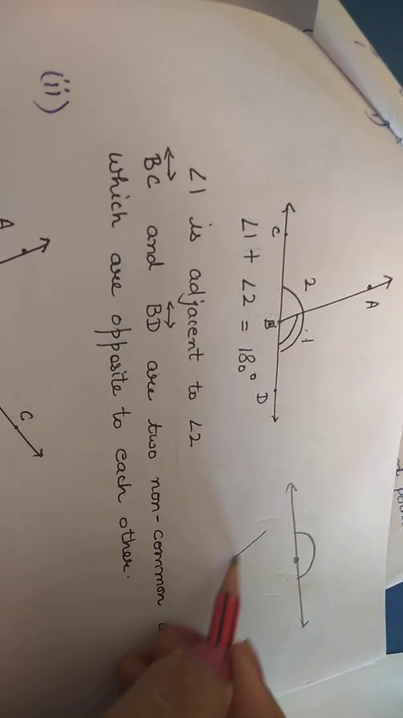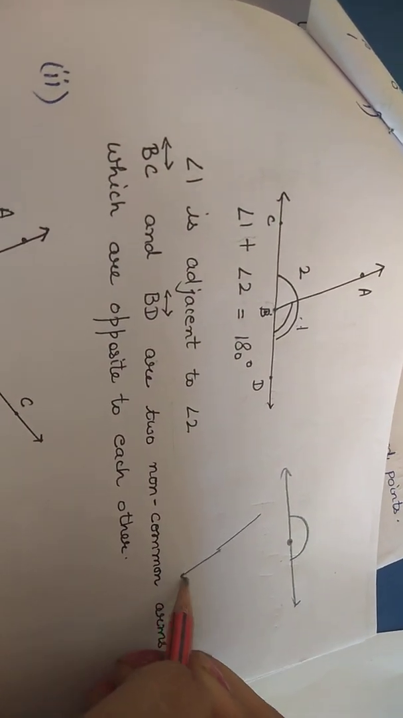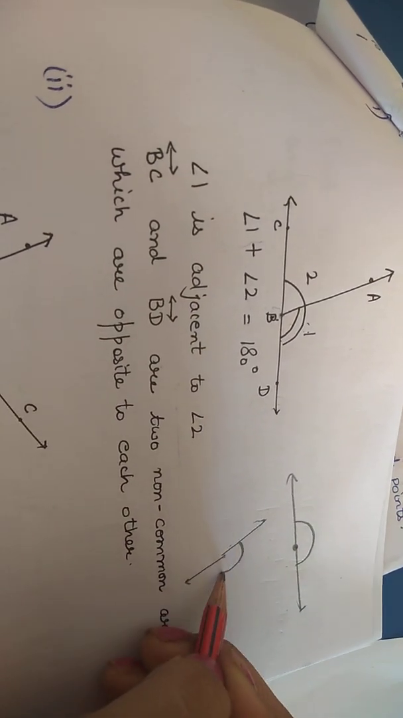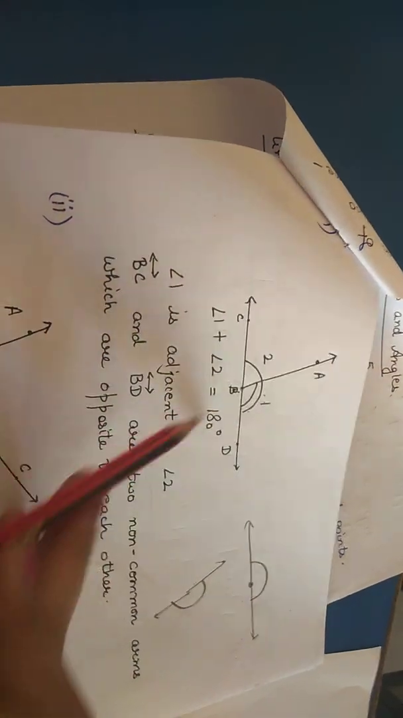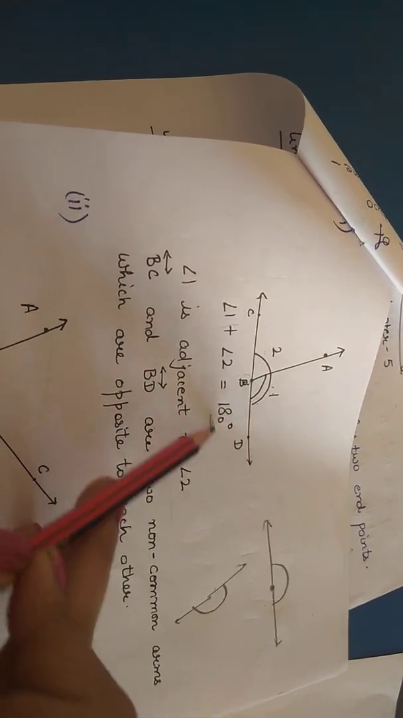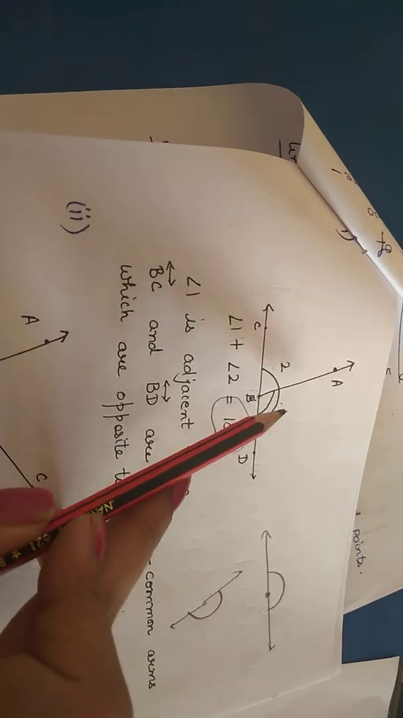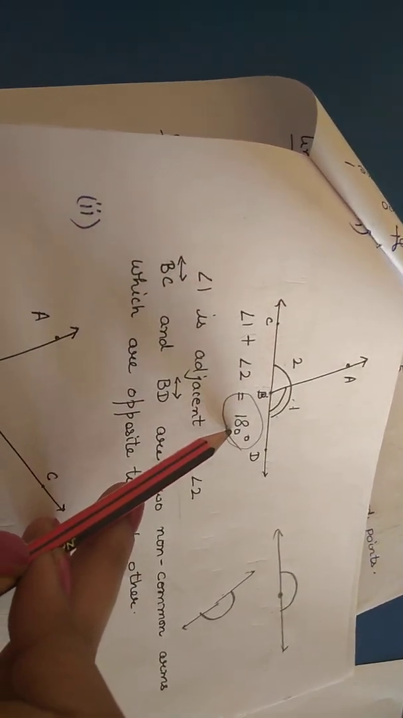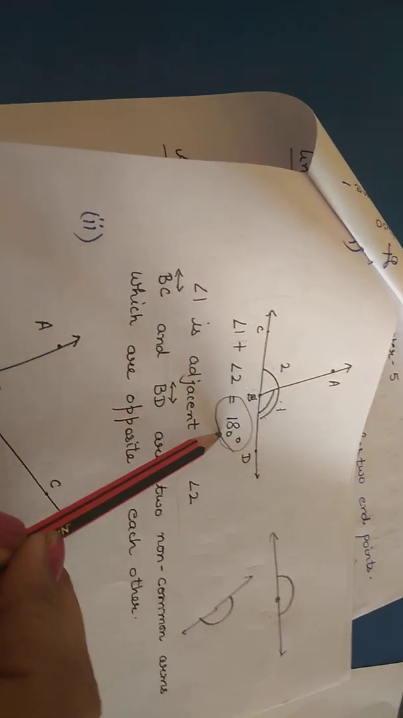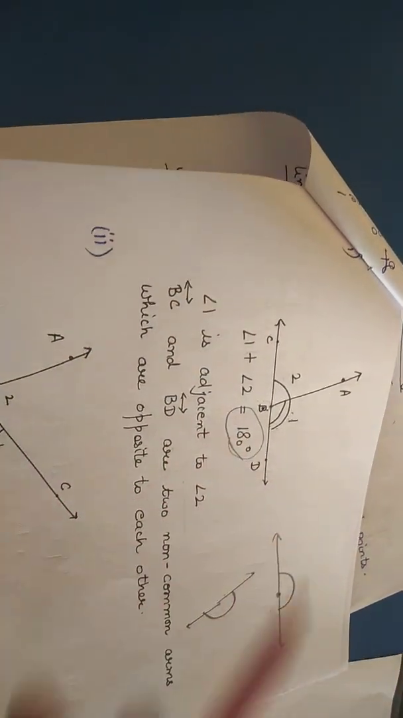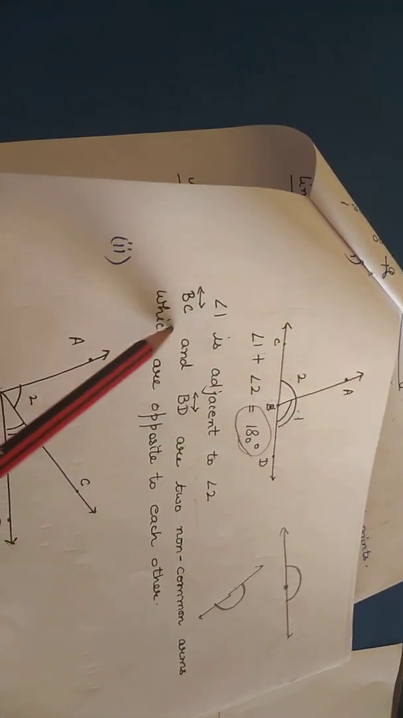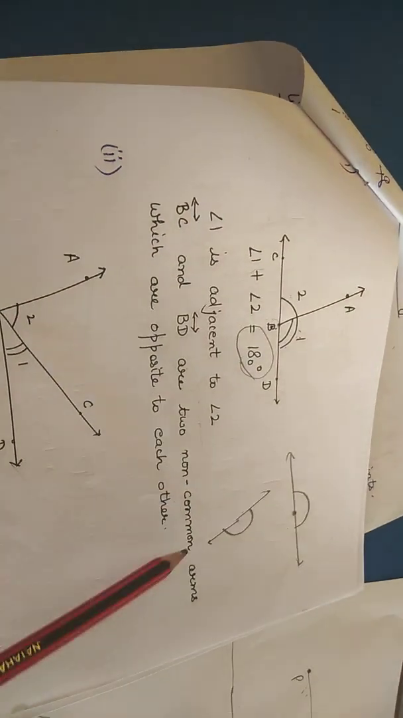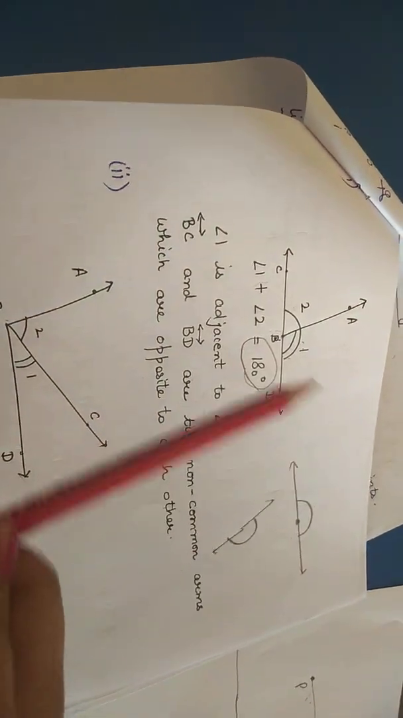Got it? See, these are also opposite, so they also make a 180-degree angle. So that means angle 1 plus angle 2 should be 180 degrees. Whenever two angles make 180 degrees, we can say that angle 1 and angle 2 are a linear pair. Here, angle 1 is adjacent to angle 2. BC and BD are two non-common arms which are opposite to each other. Therefore, angle 1 and angle 2 are a linear pair.